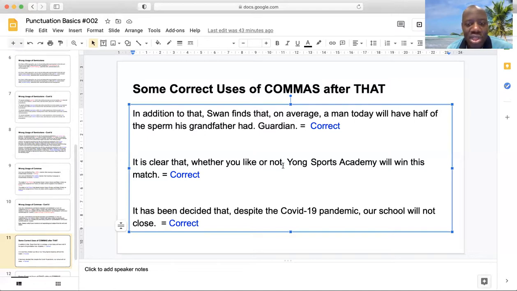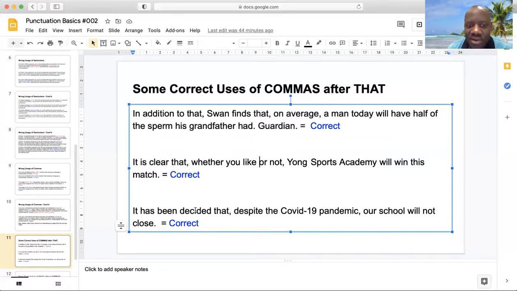As well, we could also put it even at the beginning and say, "Whether you like it or not, comma, it is clear that Young Sports Academy will win." So that's why these commas, these two commas here, otherwise called a pair of commas or comma splices, are important because they are bounding off. You're trying to separate the essentials of the sentence from what is just additional, something that can be removed at any moment without significantly changing the meaning of the sentence.